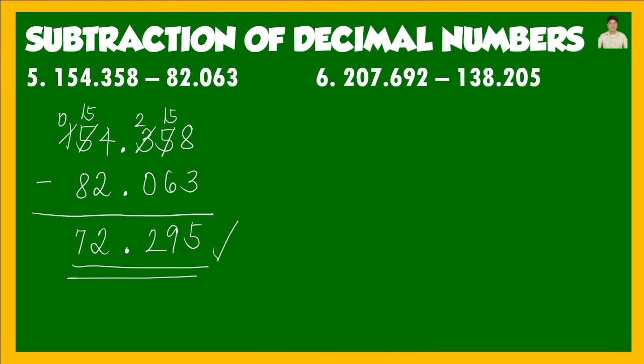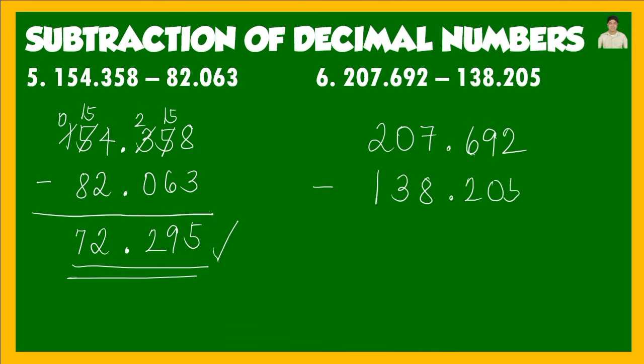Then last one, 207 and 692 thousandths minus 138 and 205 thousandths. 2 minus 5, of course, cannot be because 2 is less than 5. So, magbaborrow tayo dito sa 9, magiging 8 ito, and then yung 2, magiging 12. So, 12 minus 5, that is 7. 8 minus 0, that is 8. 6 minus 2, we have 4.